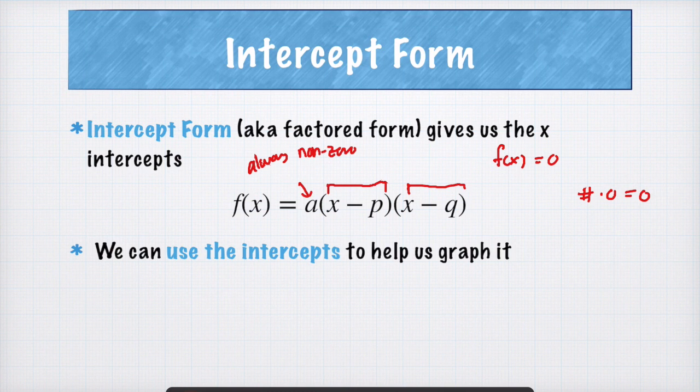Remember, an intercept is just the spot where it crosses our x-axis or our y-axis, but in this case, since we're talking about x-intercepts, it's where it crosses the x-axis. And that's going to happen when this chunk is equal to 0, so p minus p gives us 0, or q minus q. So when x is equal to p, or x is equal to q, that's going to be our intercept.